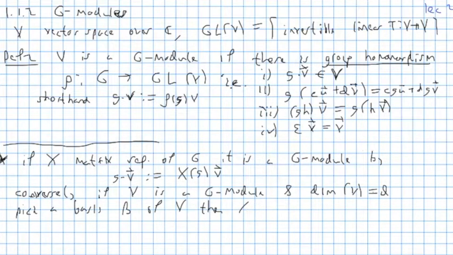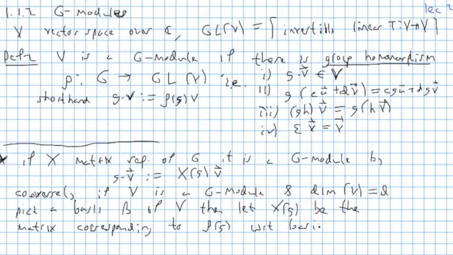So in that case, we let X of G be the matrix corresponding to rho G with respect to the basis B. Okay, so we can go back and forth from a matrix representation and a G module. We're making things more abstract, but we're not losing generality.